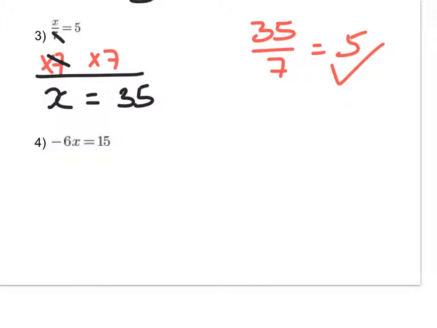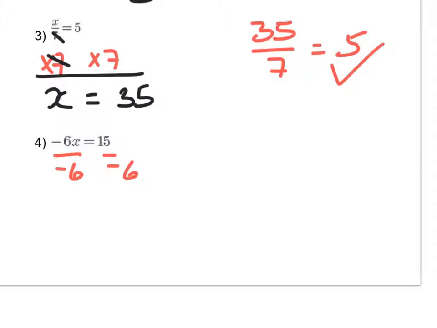Now here's one where people might get confused. People see that minus 6 and think the way to reverse that is by doing plus 6. It's not. If you look closely, there's no sign between the 6 and the x, which means it's a multiplication. So we're multiplying by minus 6. The way to reverse that is dividing by minus 6.